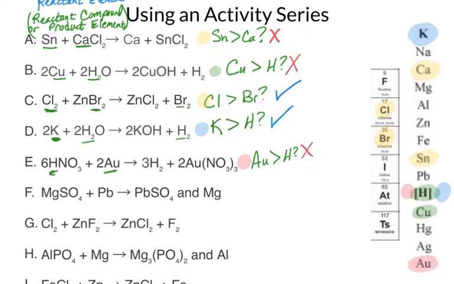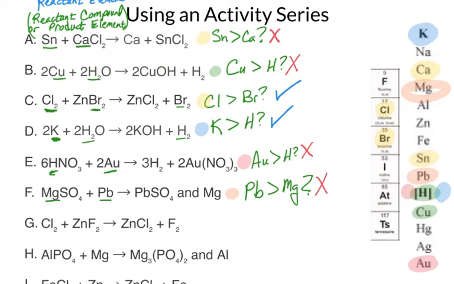For letter F, we have magnesium sulfate and lead forms lead 2 sulfate and magnesium. Our two elements are lead and magnesium. So lead is just above hydrogen here. Magnesium's up near the top by calcium, and so this reaction does not occur because the element lead is below the magnesium.